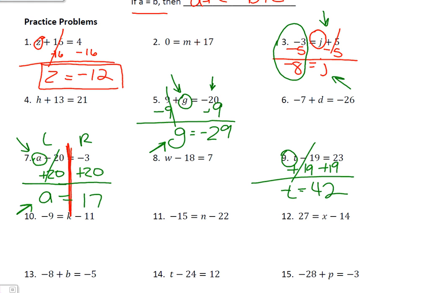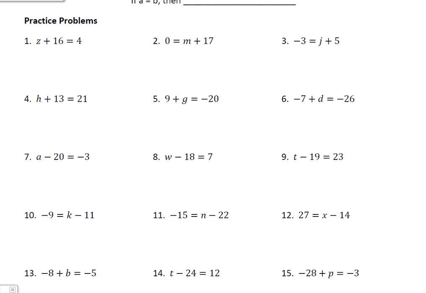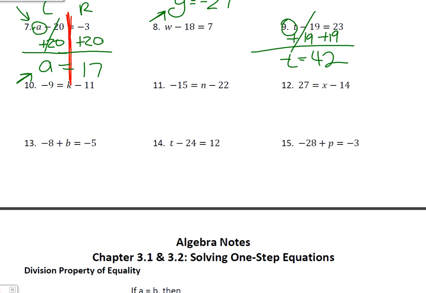Alright, let's skip down. Let's do a couple more on this bottom row. Let's start with number 13. So when I look at 13, I see that they added a negative 8. Okay, I'm not following the addition sign here. I'm going to follow my negative. They added a negative 8. The opposite of negative 8 is positive 8.